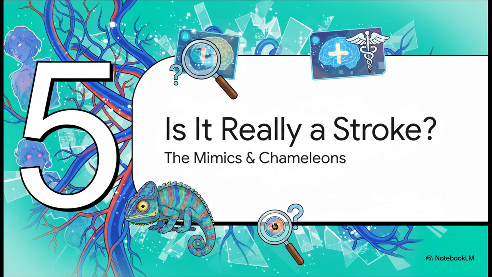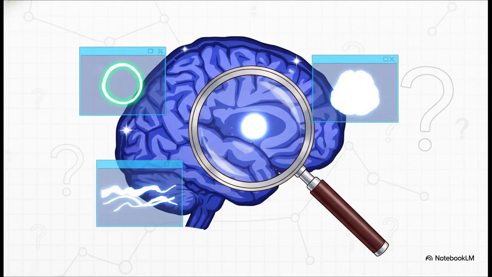Okay, so you've nailed the true vascular events. But now for the really tricky part. What if it's not a stroke at all? Let's talk about the great pretenders, the mimics. I cannot say this enough. A bright spot on a diffusion scan does not automatically mean stroke. So many things can restrict diffusion. The real key to telling them apart is looking at the other sequences.